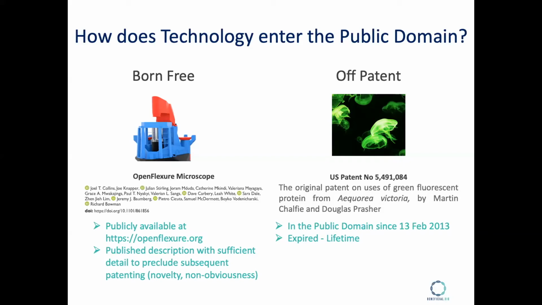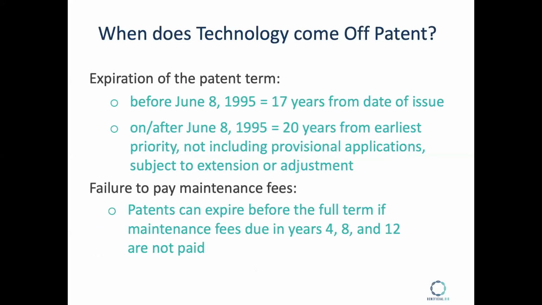So how do we know how technology comes off patent? There are basically two major ways. One is the patent simply has outlasted its limited term. In the United States, if your patent was filed before June 8th of 1995, it's 17 years from the date of issue. If it's on or after June 8th, it's 20 years from earliest priority. But there's a second way that technology comes off patent, and that is if the patent holder fails to pay the maintenance fees. The fees are due in year 4, year 8, and year 12, and if they're not paid, then the patent will expire early.